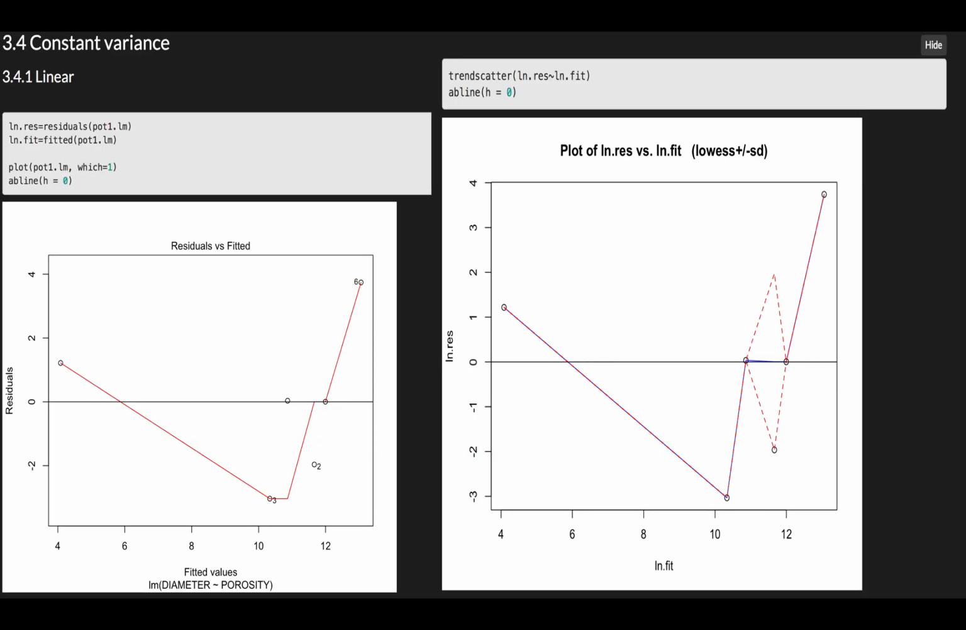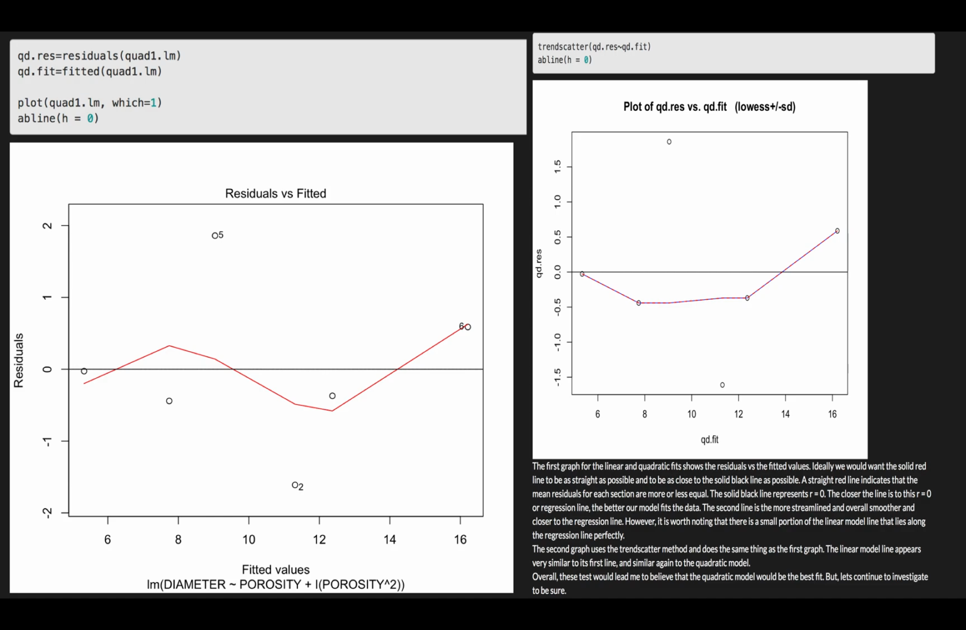We then test constant variance, for both the linear and the quadratic. I'll be flipping back and forth between the next two slides. As we can see here, the first graph of the linear and the quadratic fit shows the residuals versus the fitted values. Ideally, we want the solid red line to be as straight as possible and as close to the solid black line as possible. A straight red line indicates that the mean residuals for each section are more or less equal. The solid black line represents r equals 0. The closer the line is to this r equals 0 or regression line, the better our model fits the data.